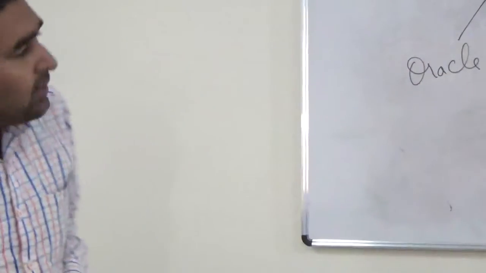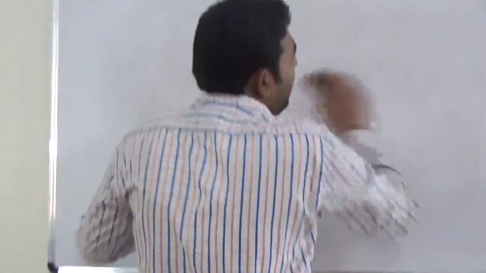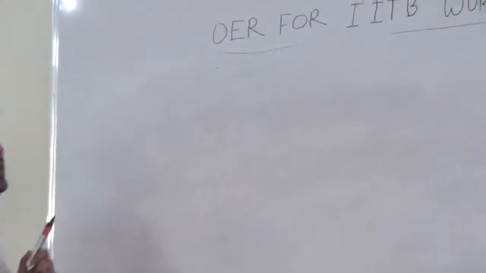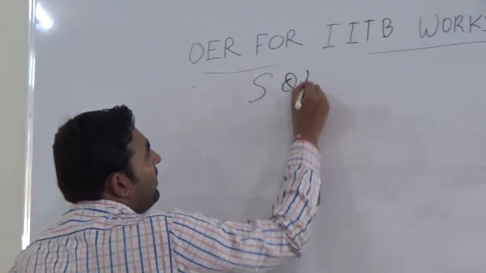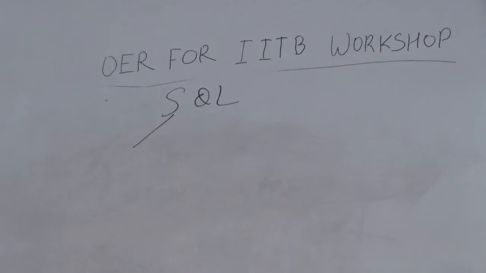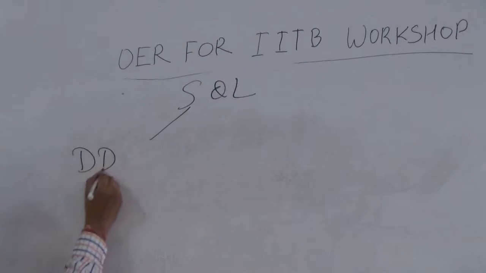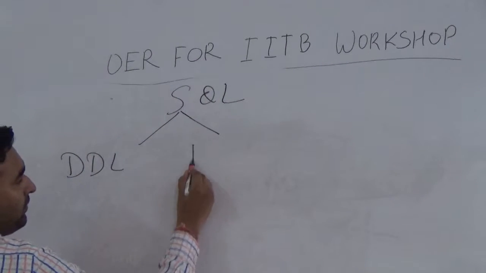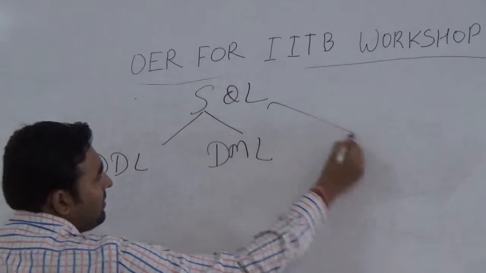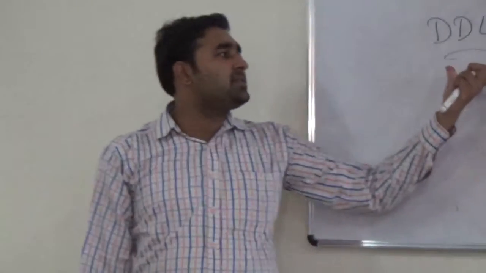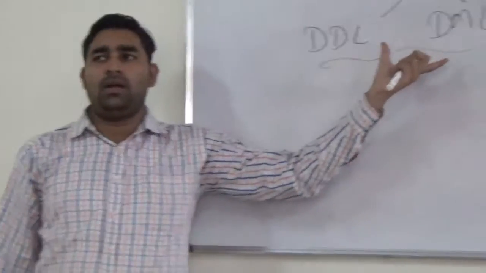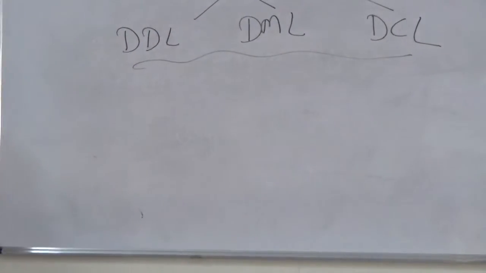Okay. Now there are n number of queries with the help of which we can query the databases, but SQL queries are broadly classified in three different categories. First is DDL, DML, and DCL. Most of the queries of SQL have been categorized in three different forms: DDL, DML, and DCL.